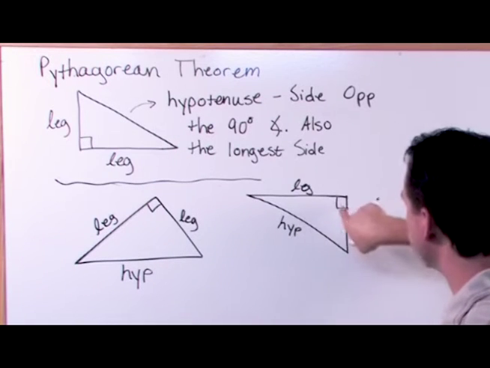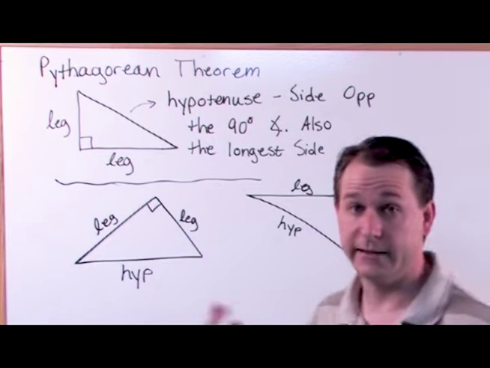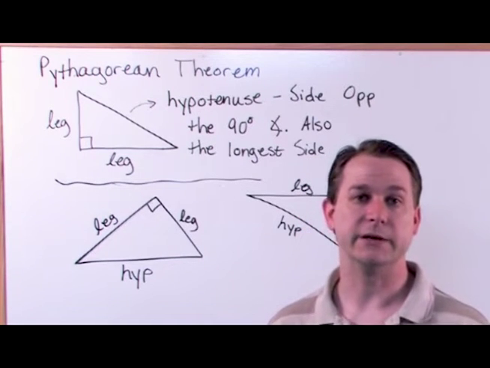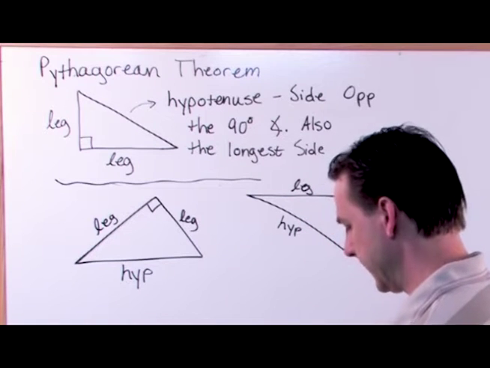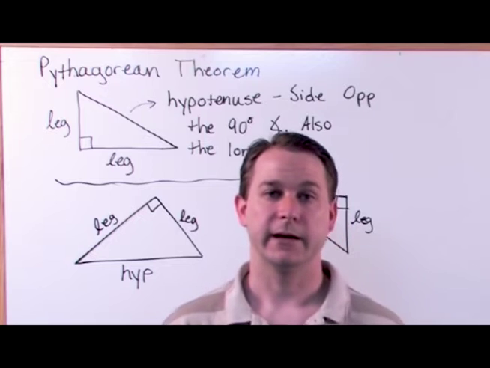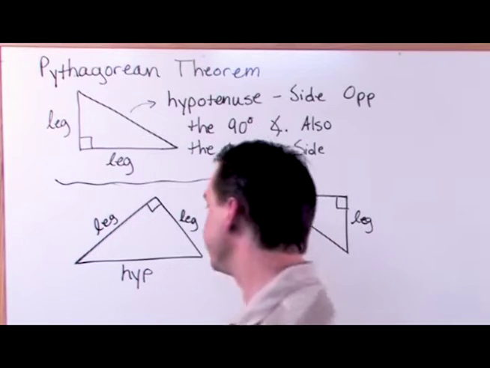What I usually do is look at the angle and the side opposite and identify the hypotenuse, and from there you know that the other guys must be the legs of the triangle. Okay, so what we're going to do now is go ahead and define the Pythagorean theorem and work some problems.